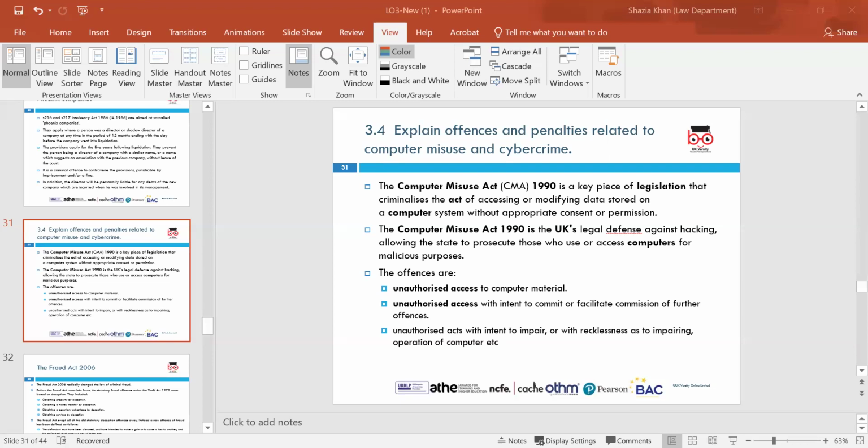You can be found guilty of an offence under the legislation if you cause a computer to perform any function with the intent to access any program or data held in any computer when access is unauthorised, and the person knows at the time they cause the computer to function that this is the case.